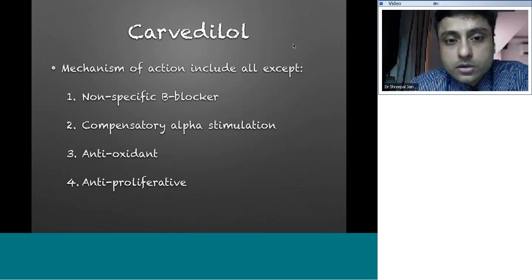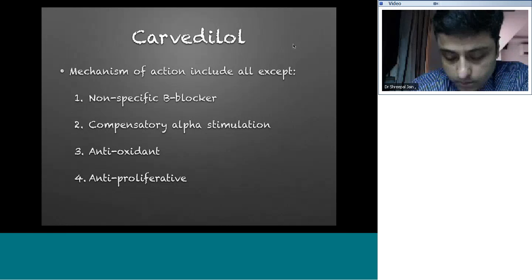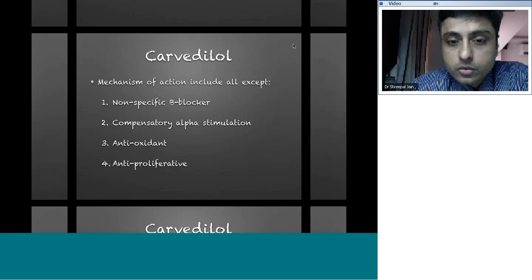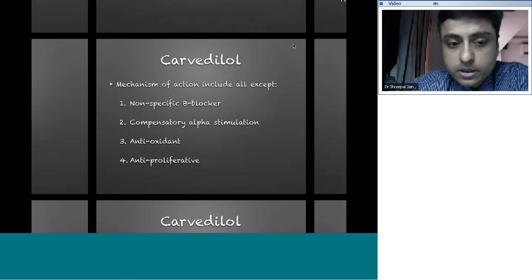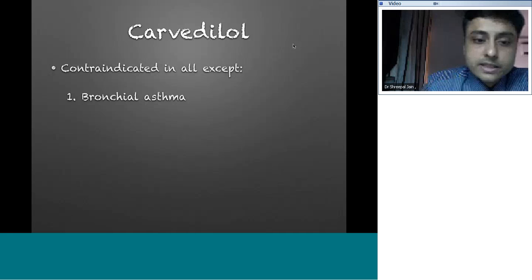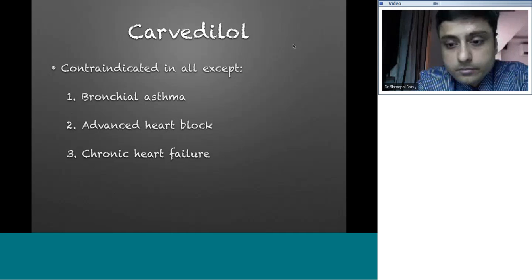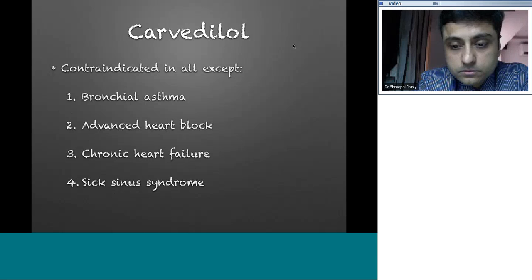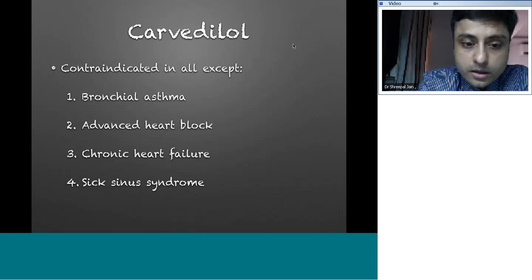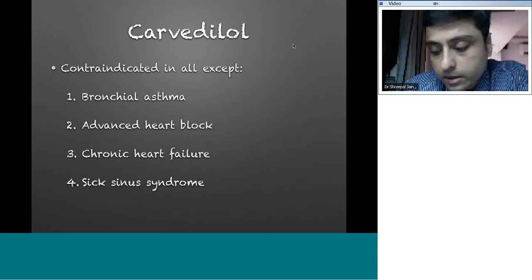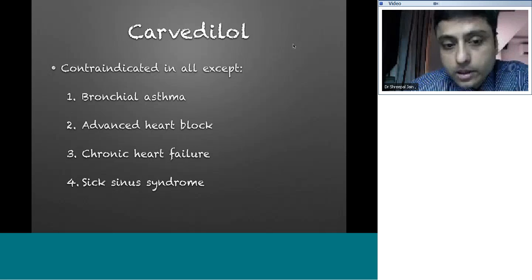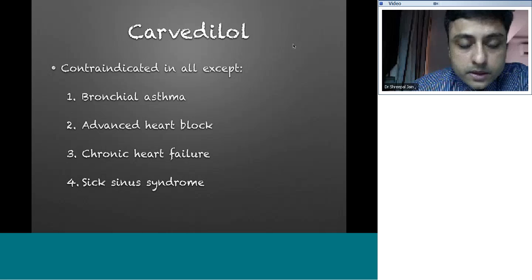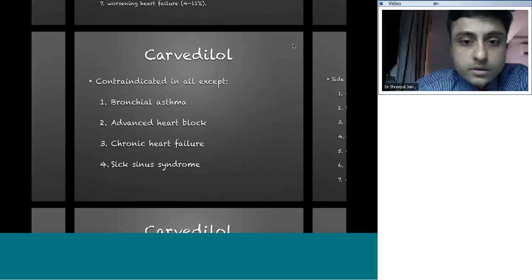So carvedilol is contraindicated in all of the following except number 1, bronchial asthma. Number 2, advanced heart block. Number 3, chronic heart failure. Number 4, sick sinus syndrome. Number 3, excellent. So it's actually indicated for chronic heart failure. So the only stage in heart failure where it would be contraindicated would be acute heart failure or patients in class 3 or class 4 NYHA stage.